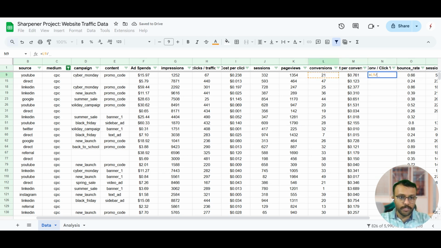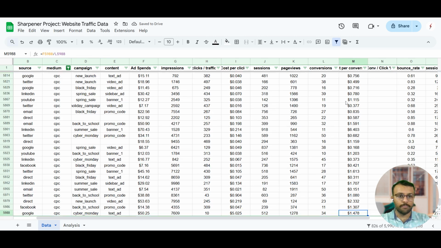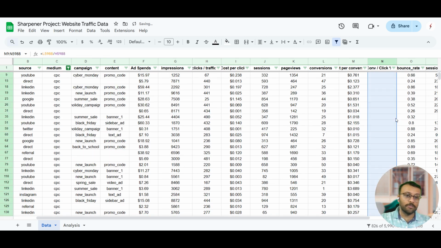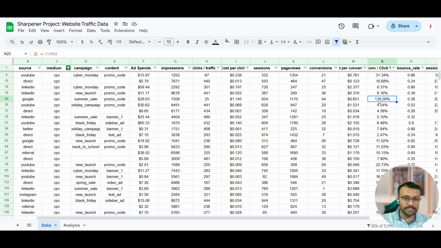So, this is 21 by 67, and we can change this to a percentage. We can apply it for all these. So this is also a very interesting data point, right? Okay, there is some weird data point over here. It cannot be 176. Actually, it can be. A single person can actually purchase a product multiple times. That's why, although I don't know what the summer sale was all about, only 25 clicks happened, but there had been 44 purchases.